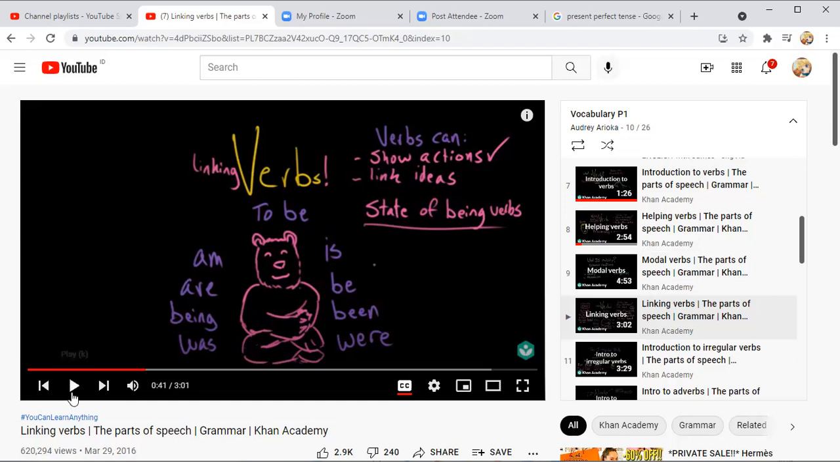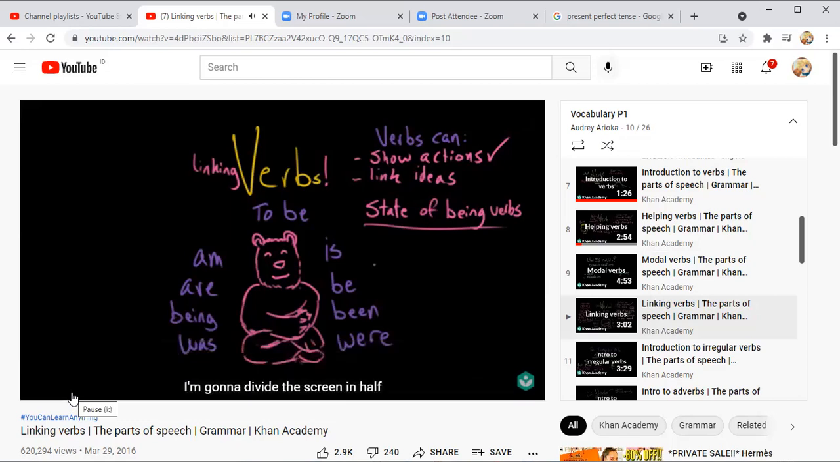Then let's see the example sentence. One idea to another. So what I'm going to do is I'm going to divide the screen in half between the action side and the state of being side, just to show you. So we use action verbs to show what something does, whereas we use state of being verbs to show what something is.